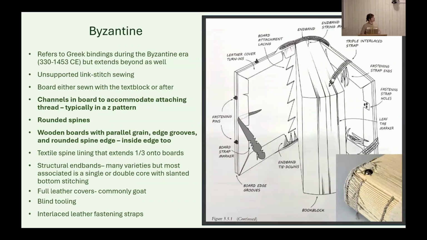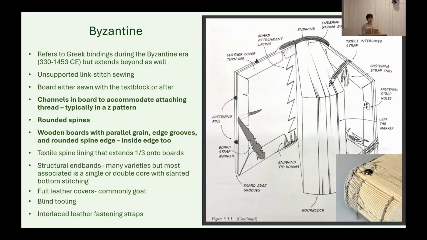There's a Byzantine variation, which has links to the Byzantine Empire, but sort of extended beyond both the geographical confines and the time confines of the empire. But you're seeing the same unsupported sewing. The boards are again sewn with the text block or often, but you're seeing sort of that lightning bolt Z shape of channels cut into the board to embed the sewing thread, and so it no longer is raised above. You have a nice round spine instead of just that flat spine we were seeing earlier.